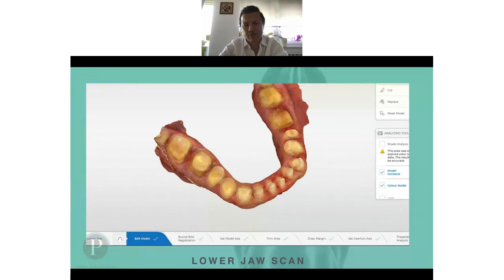Why I chose to do crowns in the anterior, on the incisors and canines; this one canine I did as a veneer.